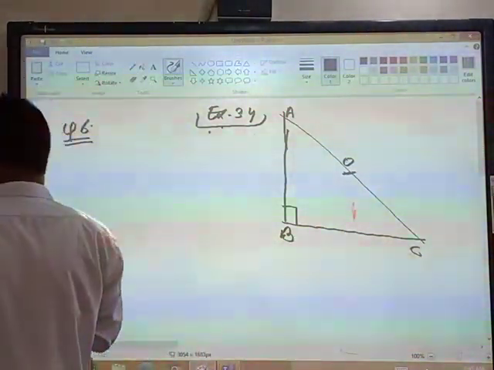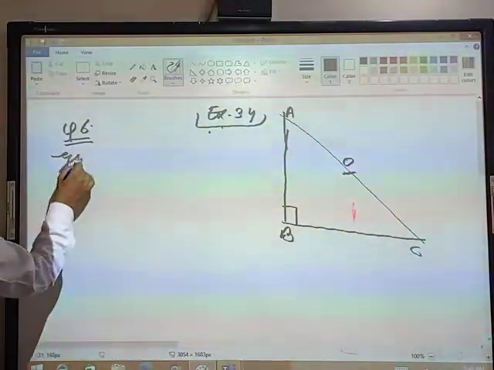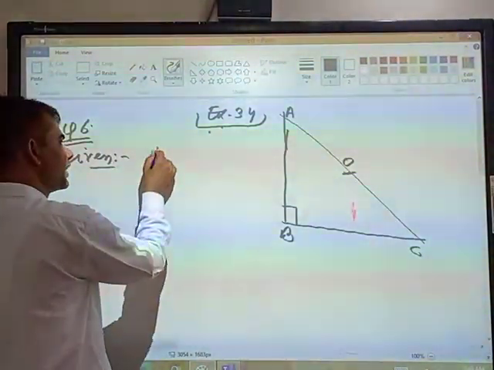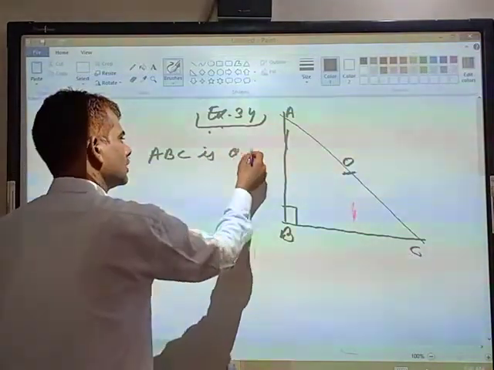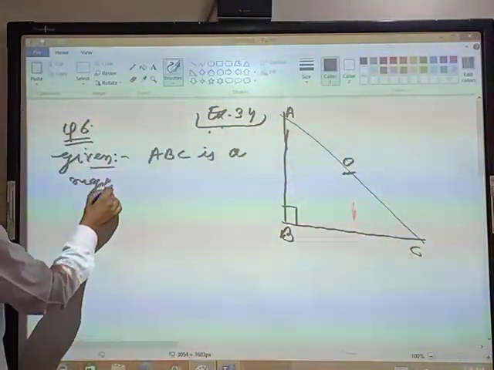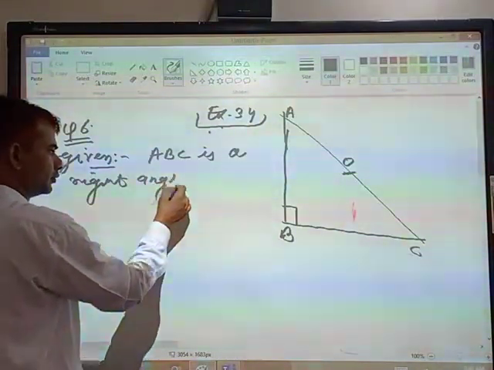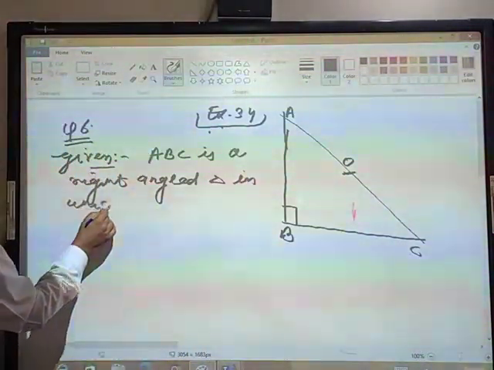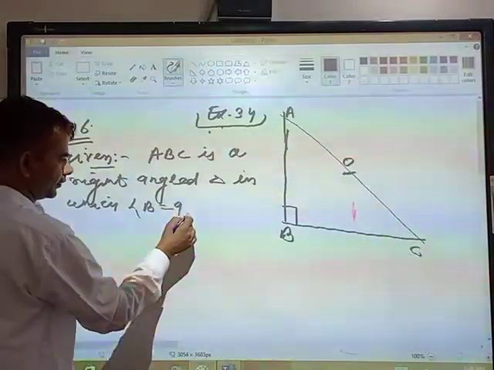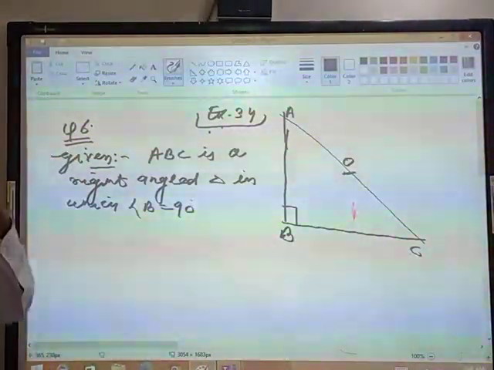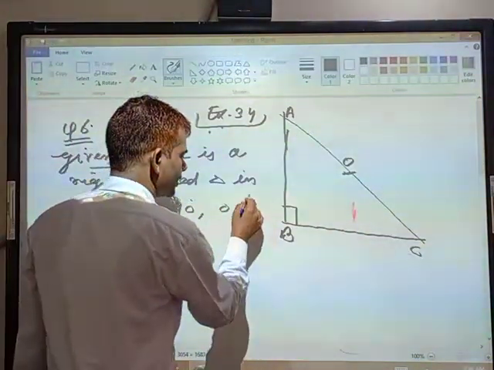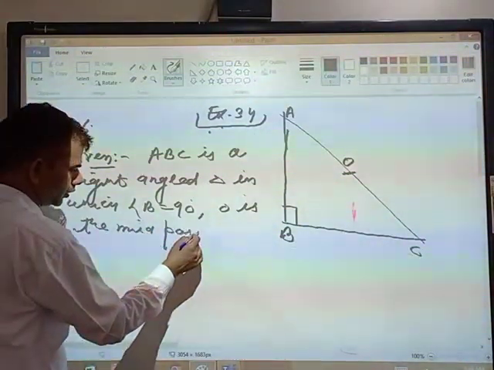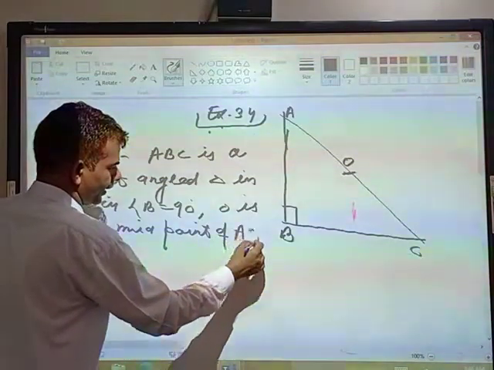Students, first of all we will write the given. What is given? ABC is a right angle triangle in which angle B is equal to 90 degrees, and O is the midpoint of AC.